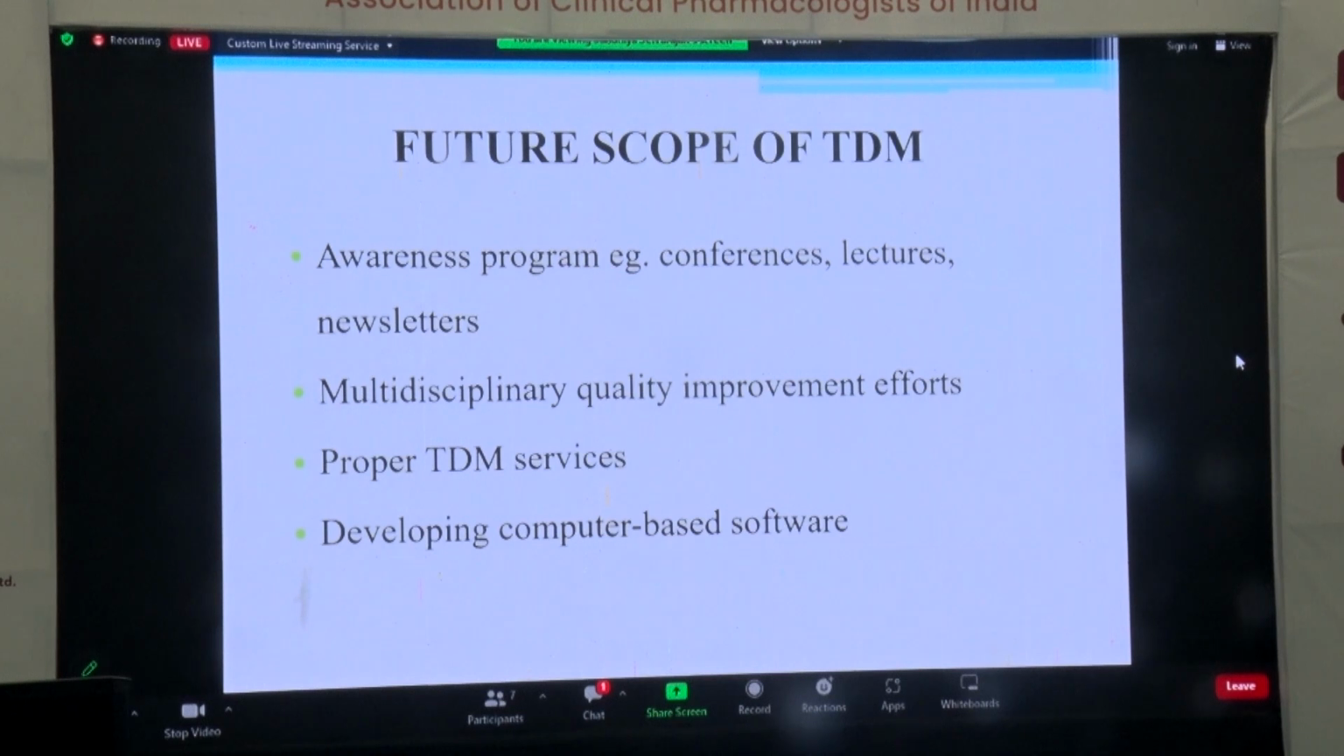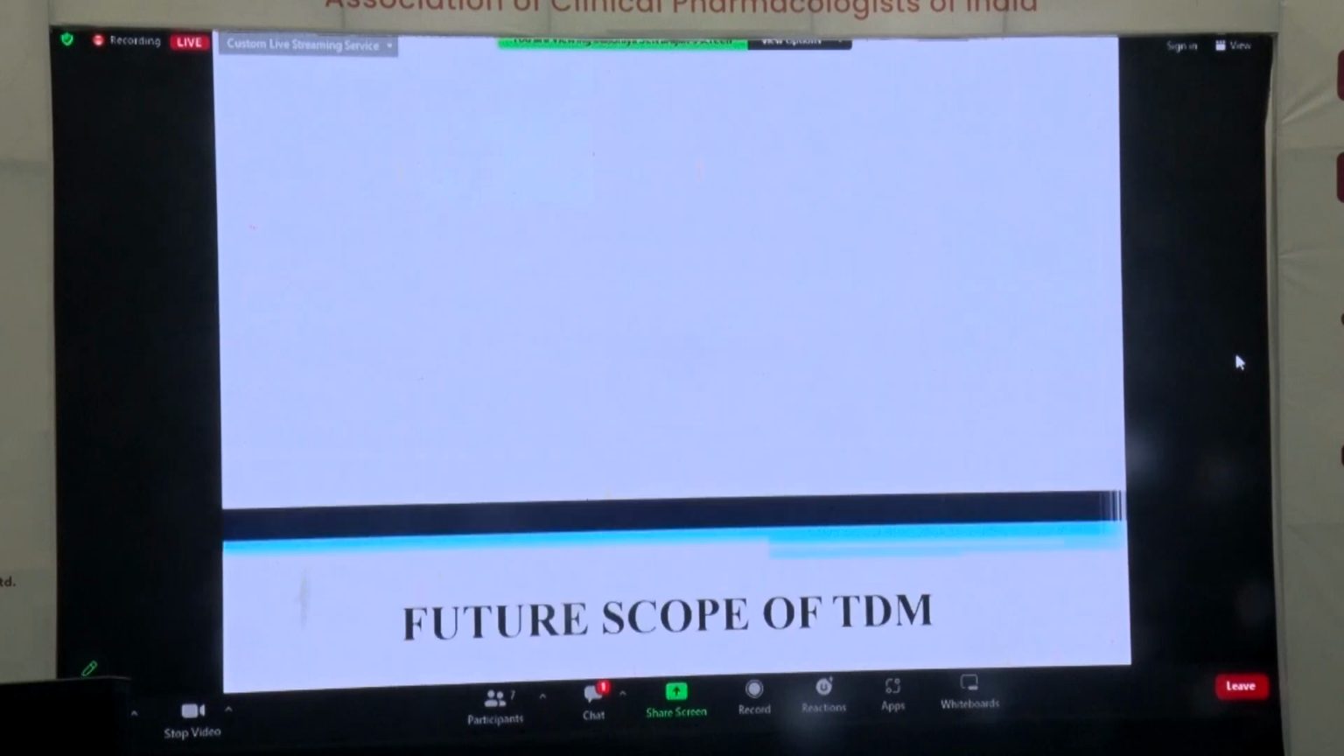And in future, this is an era of artificial intelligence, and there is so much scope for coming out with software which can decide the next dose for the patient depending on the present therapeutic range.